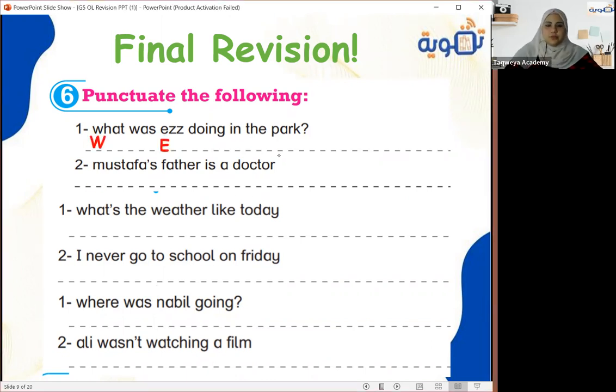All right, number 2, I'm saying Mustafa. Again, start the sentence with a capital letter. So, of course, the M for Mustafa. Mustafa's father is a doctor. You don't have a full stop. Is it a question? Is it a sentence? That's a sentence, yes, because it's starting with a noun. So Mustafa's father is a doctor, and that's a full stop. Number 3.